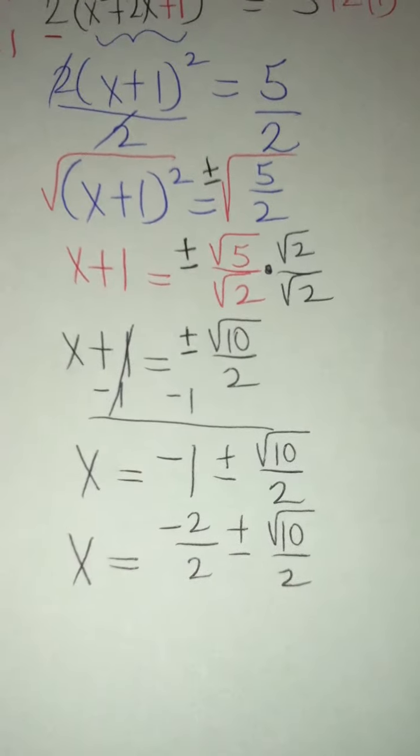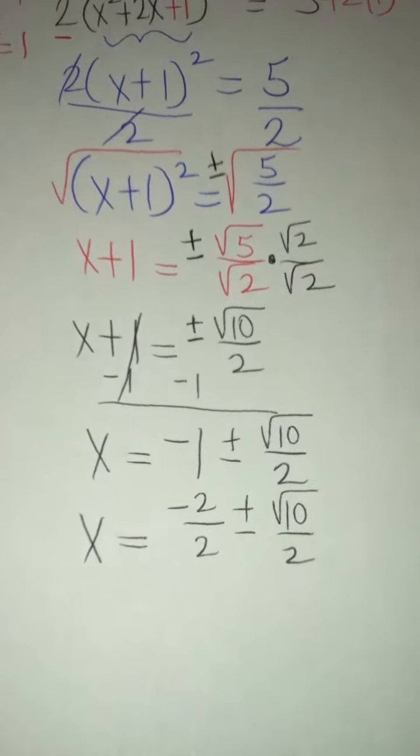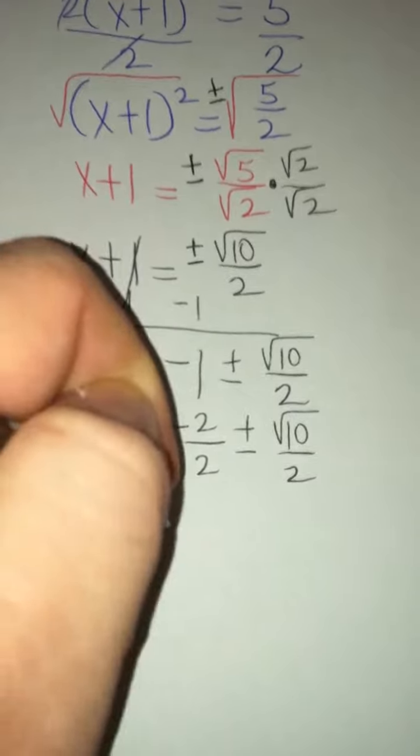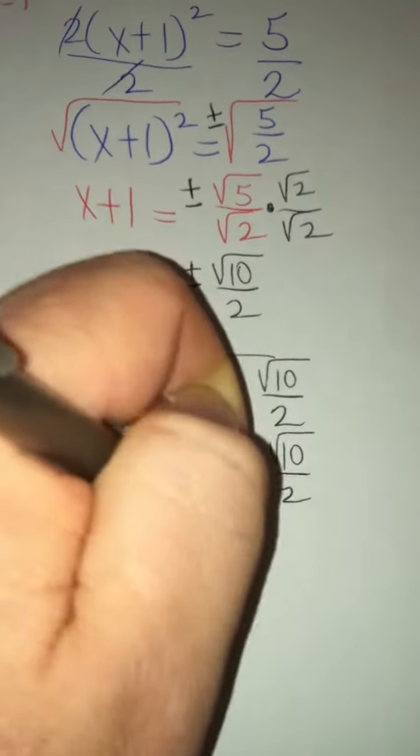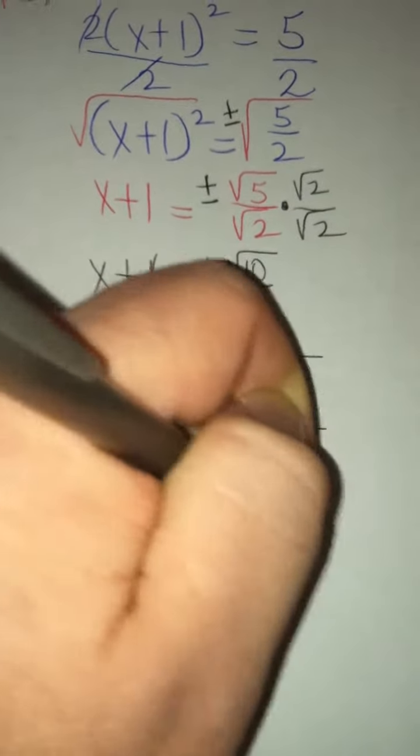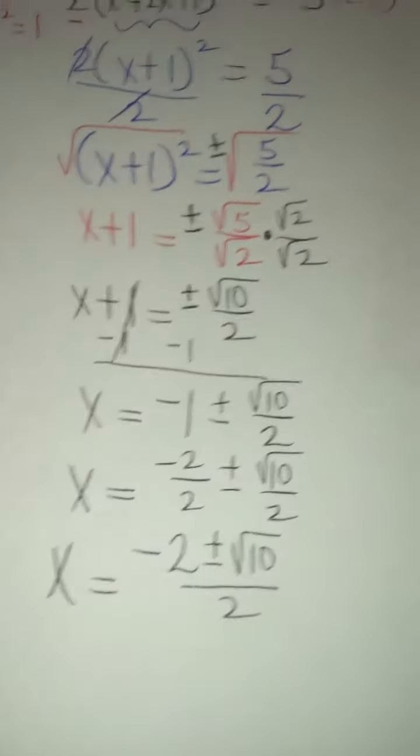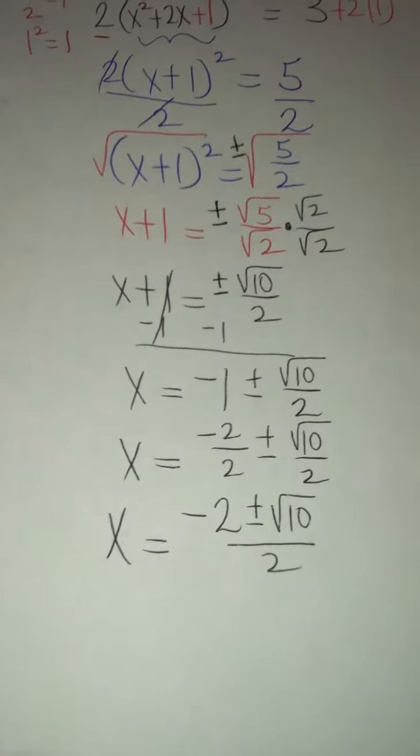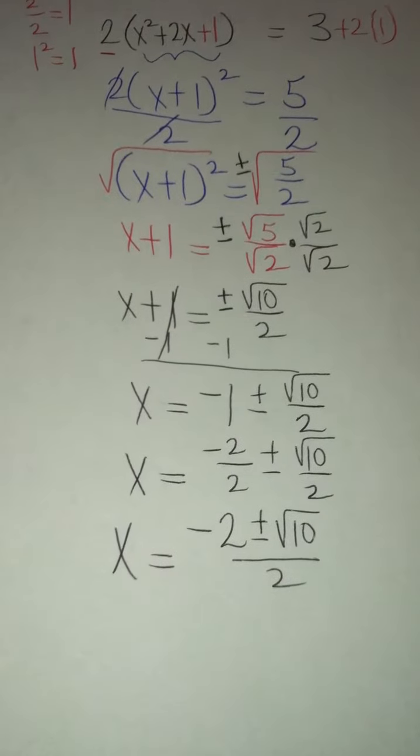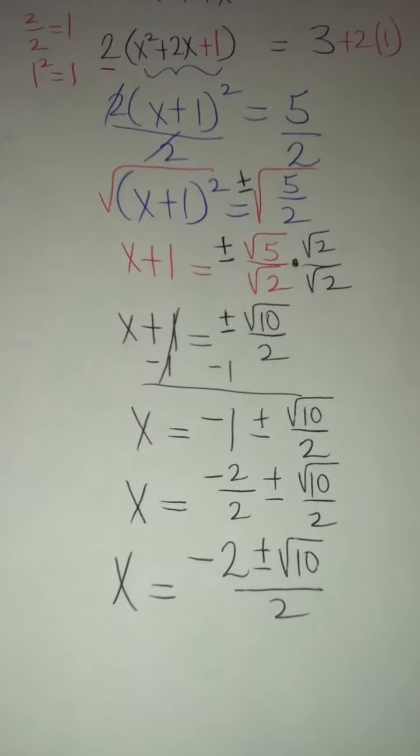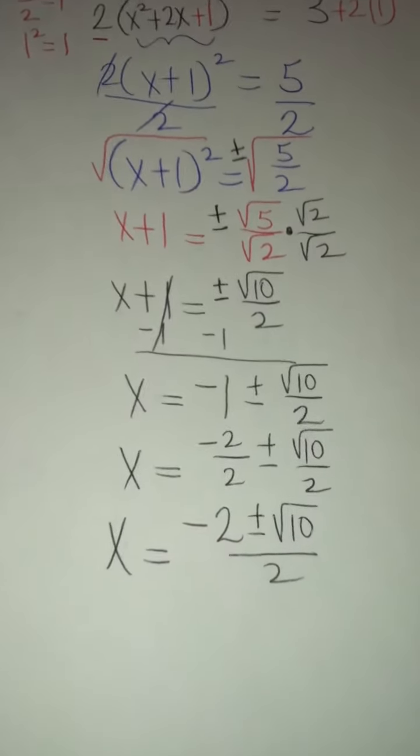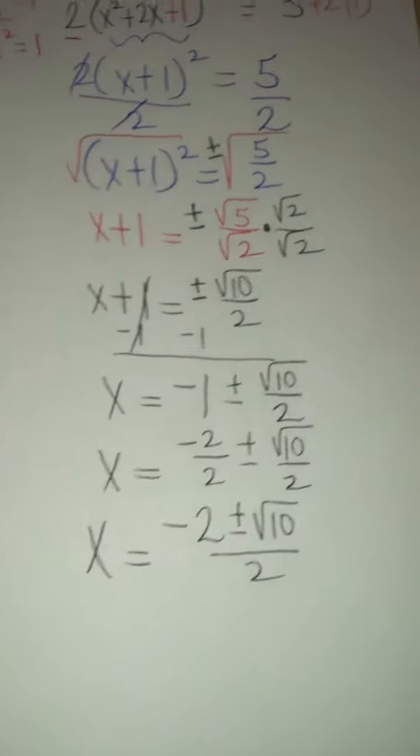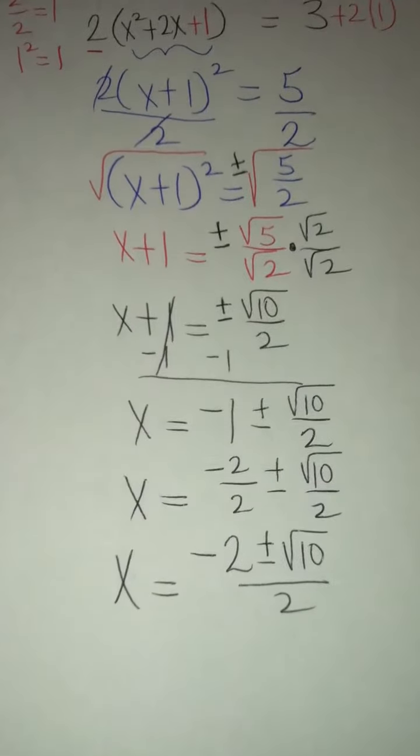Now, since the fractions share the same denominator, we can write this as one whole fraction. So we have negative 2 plus or minus the square root of 10 over 2. And if you want to, as recommended, you could split this up into 2 answers, or I would even accept this combined answer.